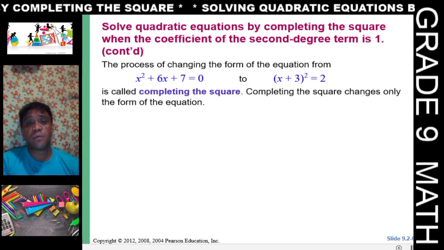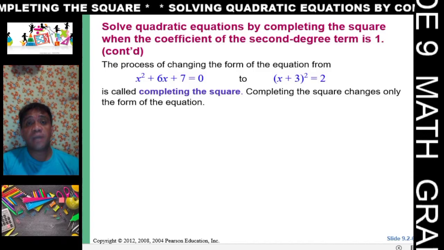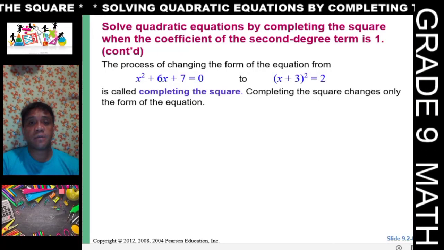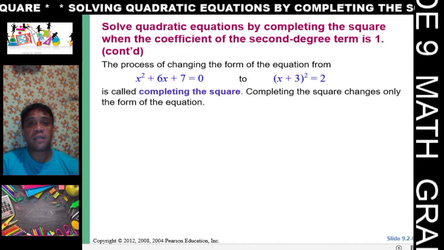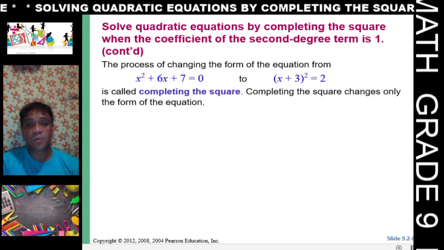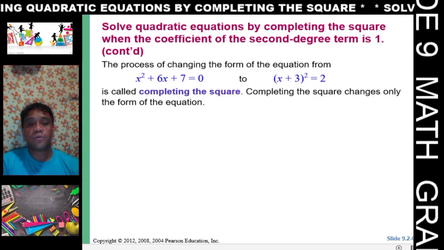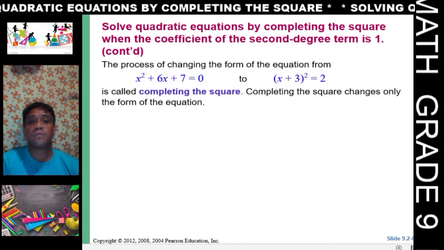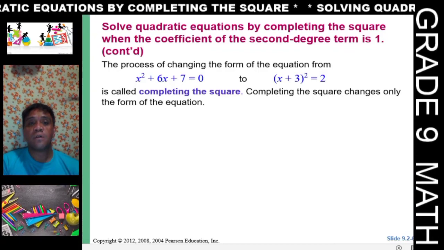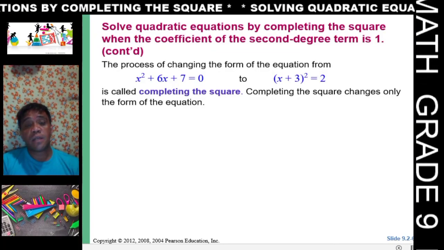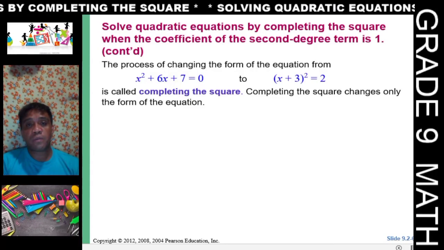So let's proceed to what we had a while ago, and that is x squared plus 6x plus 7 is equal to 0. And it makes it quantity x plus 3, quantity squared, is equal to 2. So through the use of completing the square, we have now changed everything. Take note that we are recalling how to work with a perfect square.